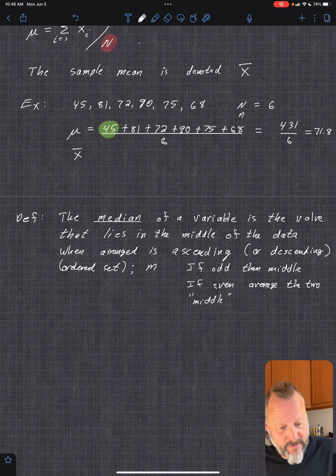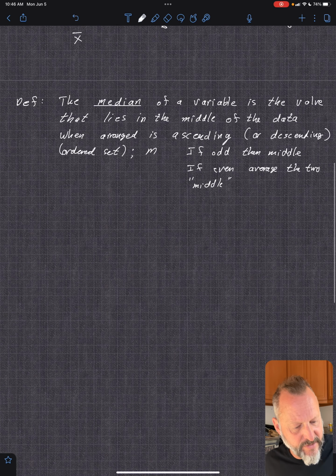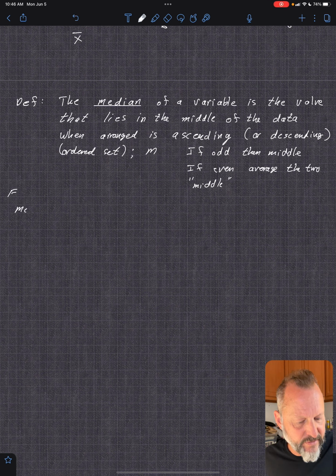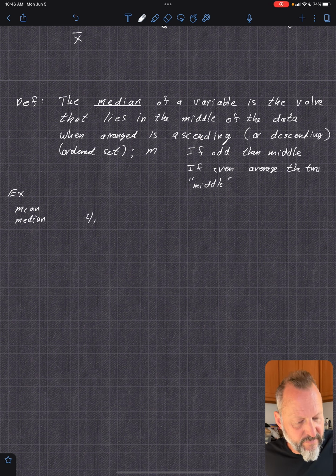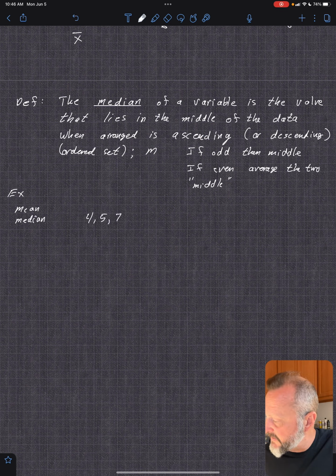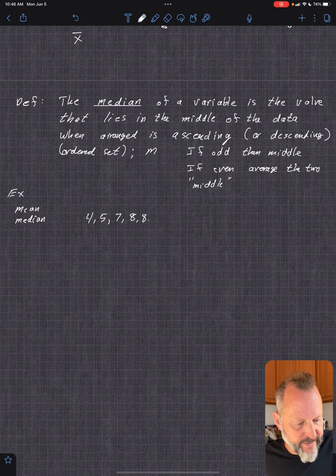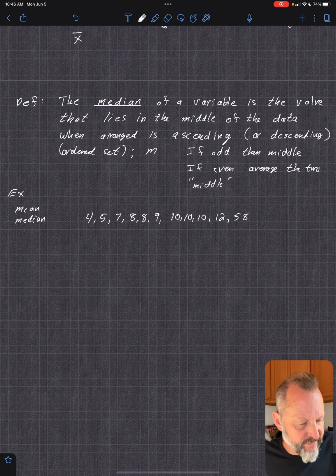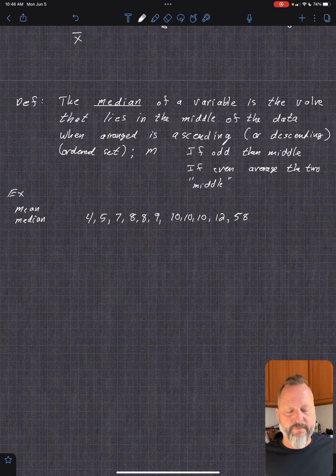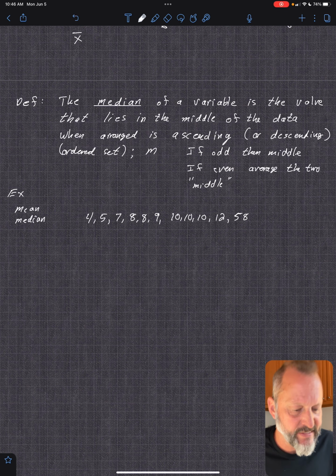Okay, let's look at this one. So suppose you have this, let's do mean and median. So let's calculate mean, median. You'll see why this is a little different. 4, 5, 7, 8, 8, 9, 10, 10, 10, 12, and 58.